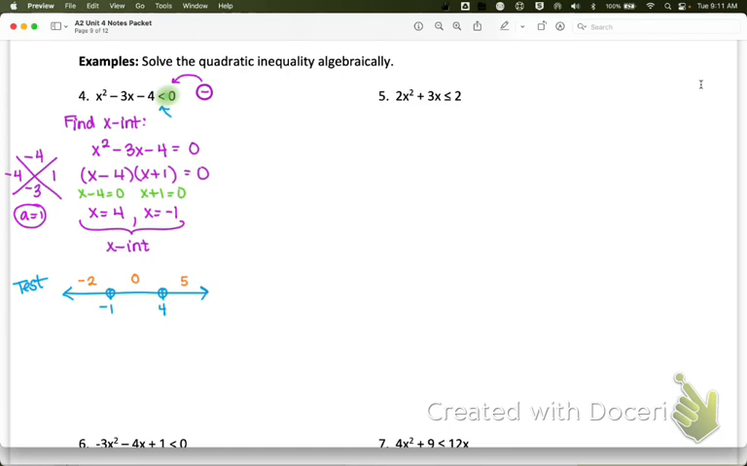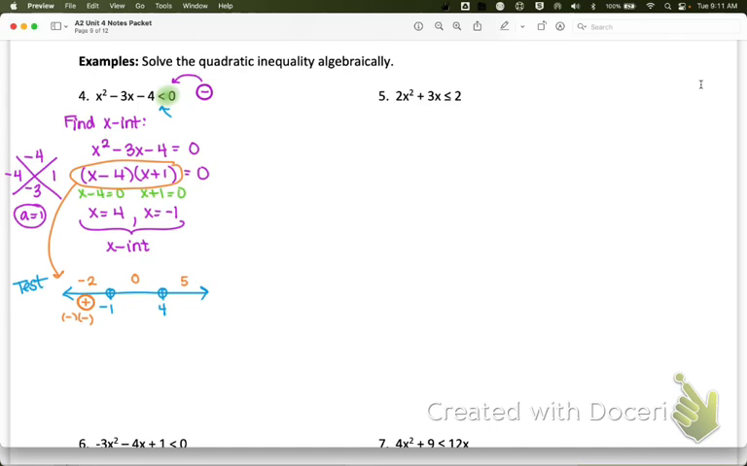Now where we're going to plug these numbers in is we're going to test them right here. And you can test anywhere you want, but the factored form, if you have it, is always going to be the easiest place to test. So I just need to check if I plug in -2, and we can do this in our head. If I do -2 minus 4, I'm going to get a negative. And if I do -2 plus 1, I'm going to get a negative. If I multiply a negative times a negative, that means I get a positive. And that test value speaks for that whole section of the graph. So that whole section to the left of -1 is positive.